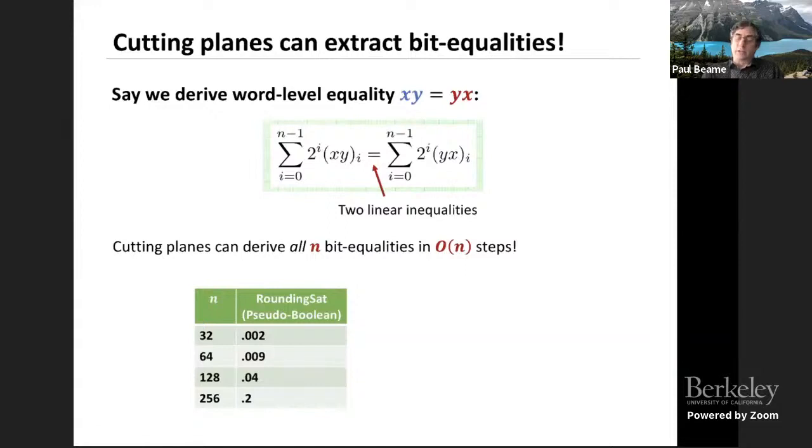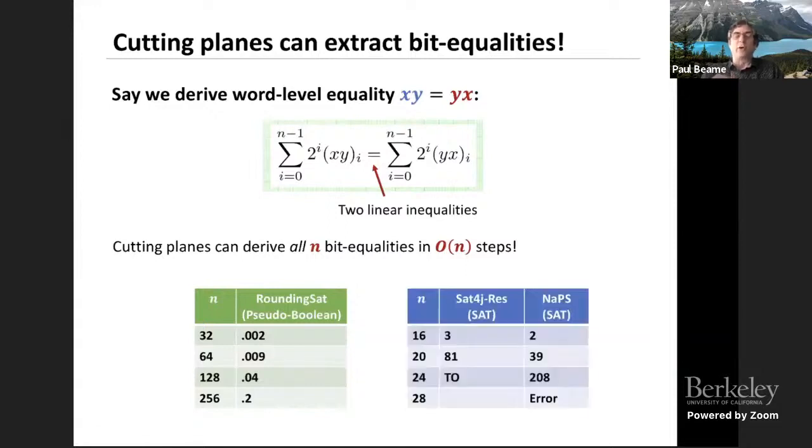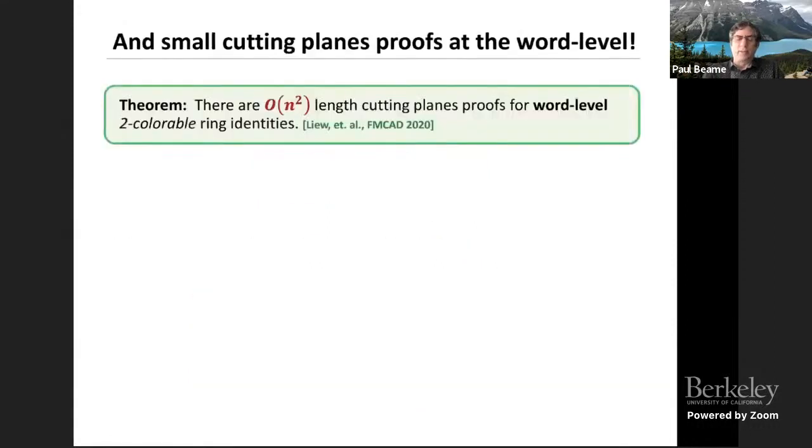In contrast, this is not true for every pseudo-Boolean solver. So Sat4j has multiple instances, including one that is cutting planes based. But if you use the resolution version of them, it fails, and NaPS also fails at very small bit widths. I mean, you'll see that's 28 just to extract these bit level equalities. So that's great, assuming we can get the word level equalities correct.